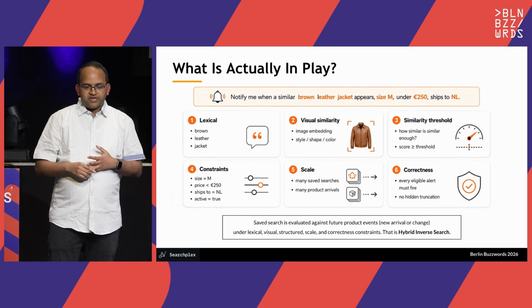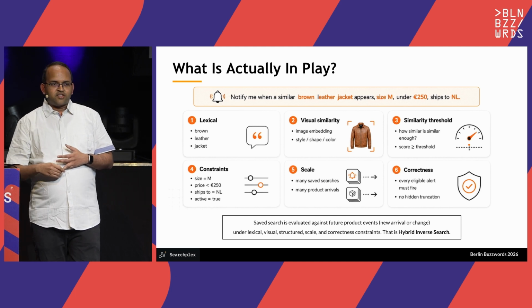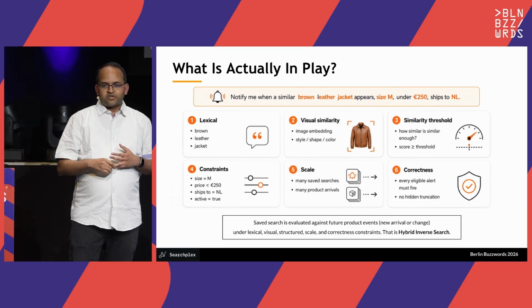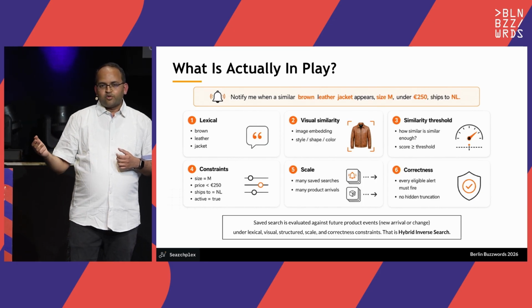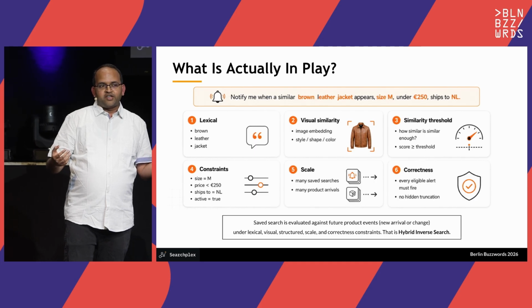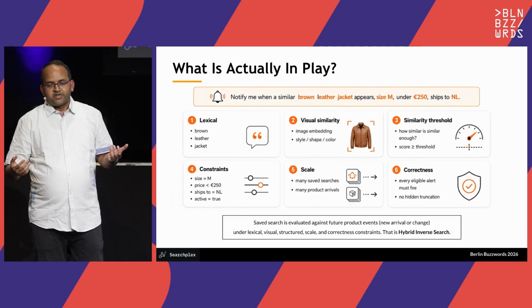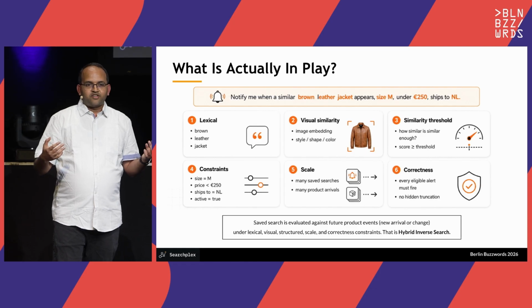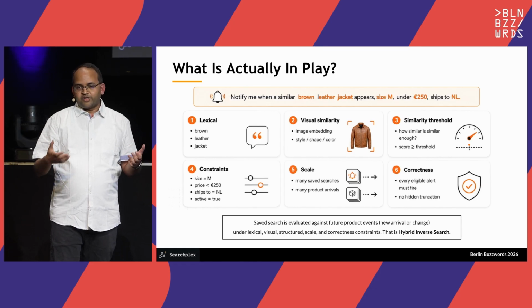and the scale. So scale is very interesting because here the scale is on two sides. On one side, you have how many saved searches are there in your corpus, and on the other side, you have how many products are entering your system. So on both sides, you have the scale which needs to be managed by your system.